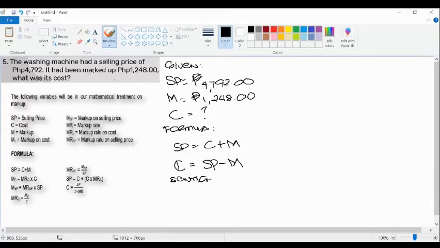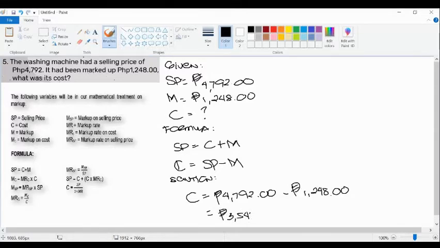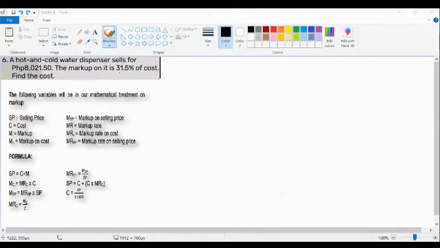Okay, so the solution will be cost is equal to 4,792 pesos minus 1,248 pesos. So it will give us an answer of 3,544 pesos. So your conclusion will be the cost is 3,544 pesos. Example number 6.